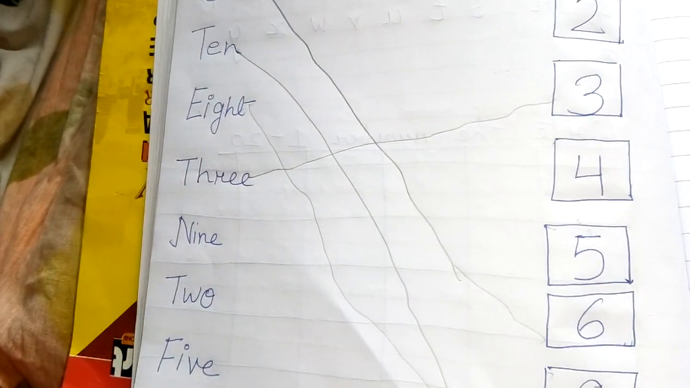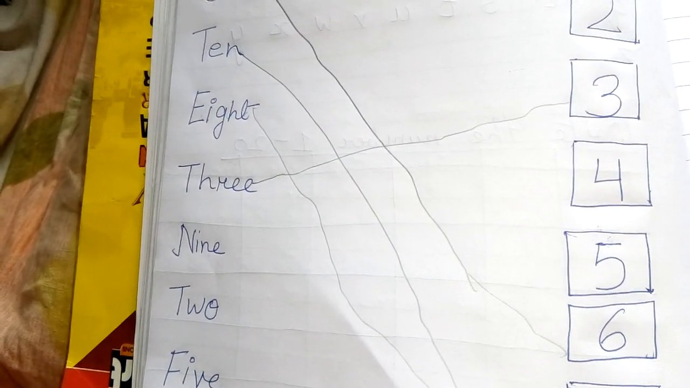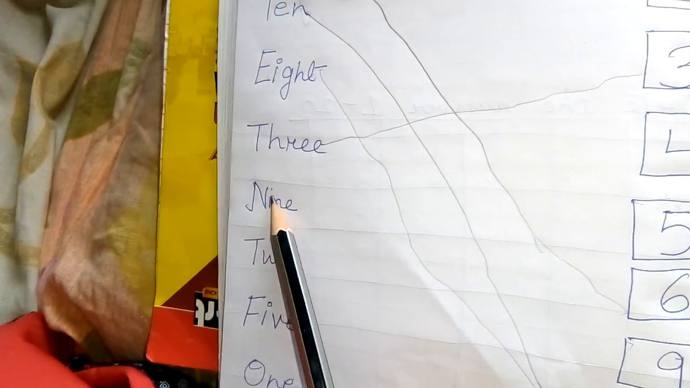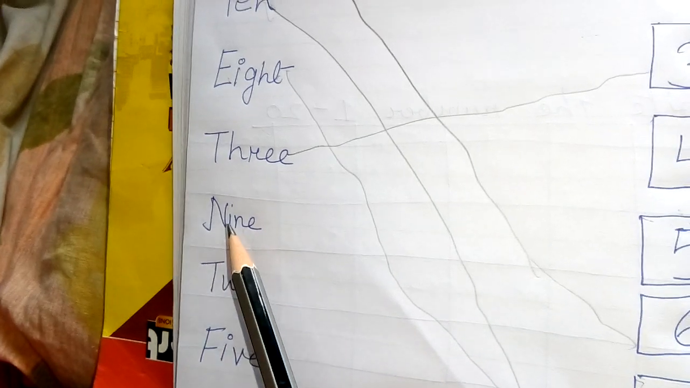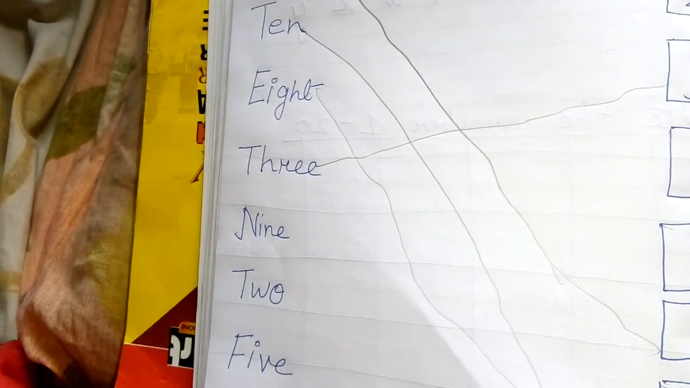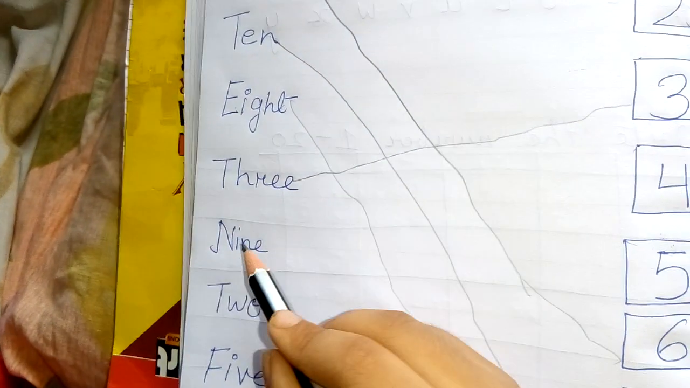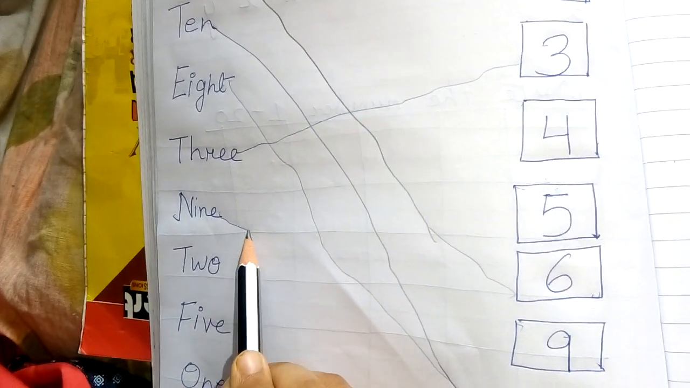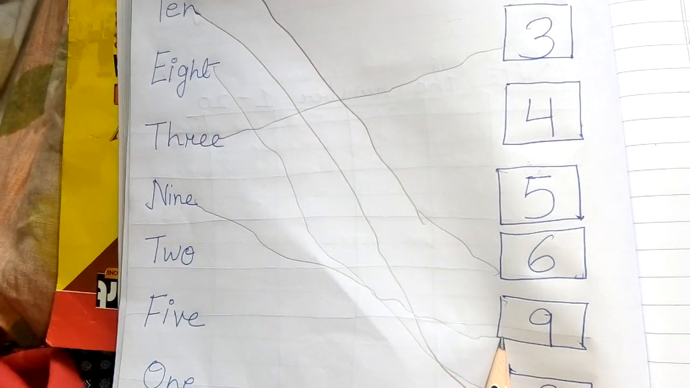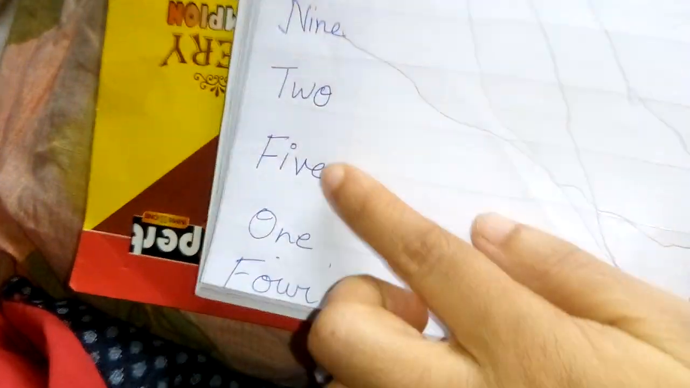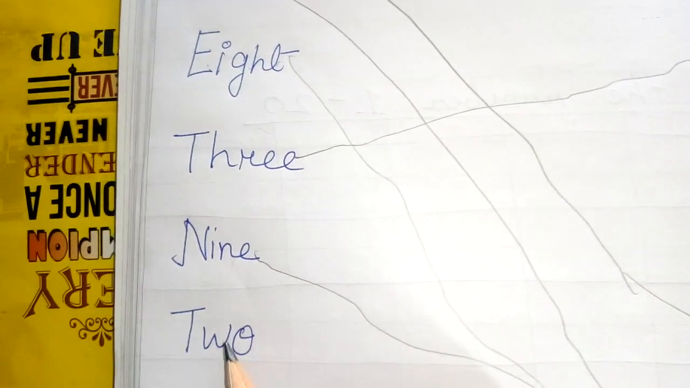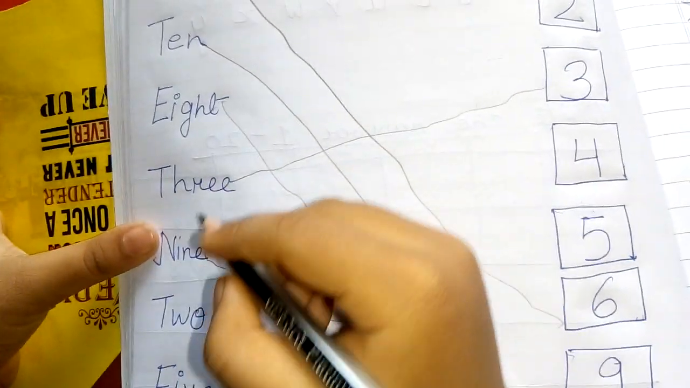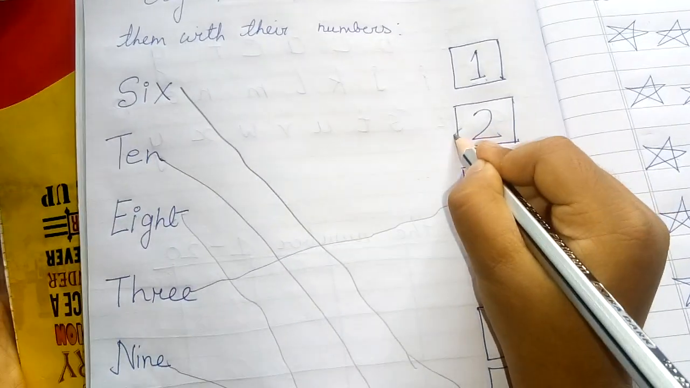Yes. Then next, what is that? N-I-N-E. 9. Where is 9? 9 is here. Then what is this? T-W-O. 2. Yes. Where is 2? 2 is here. Yes.